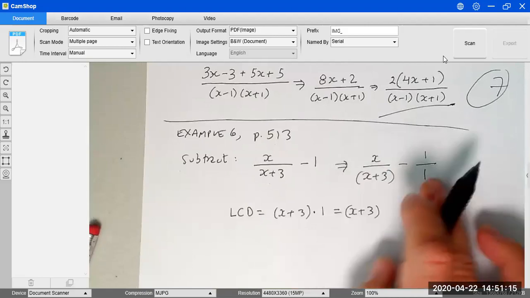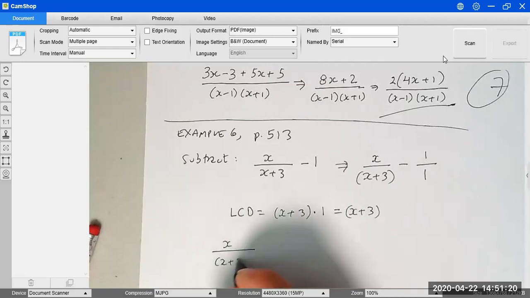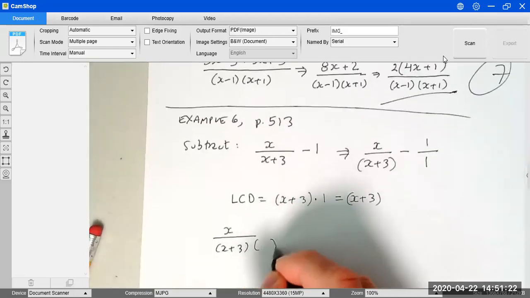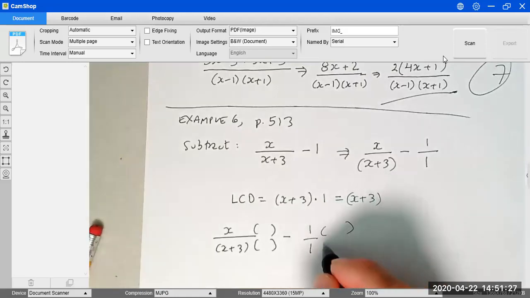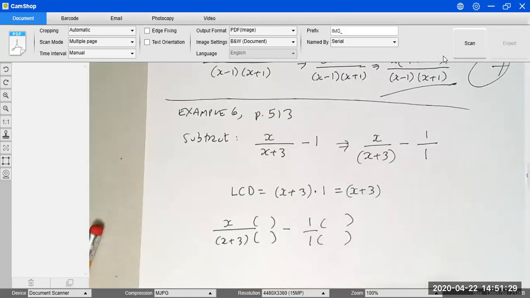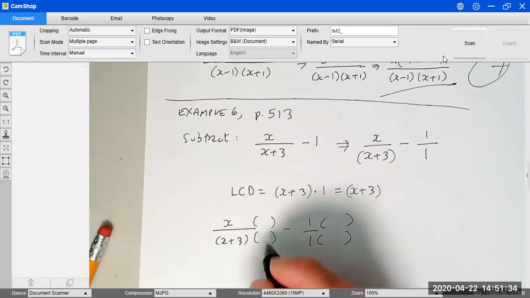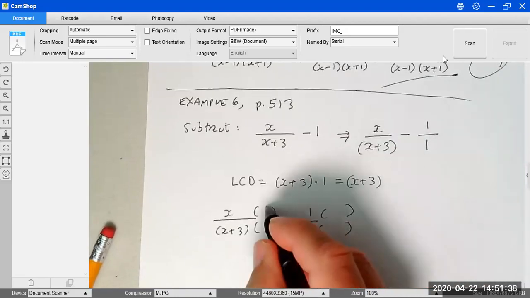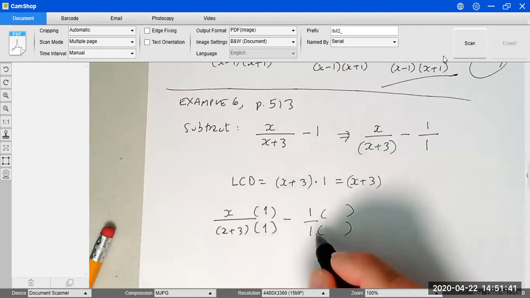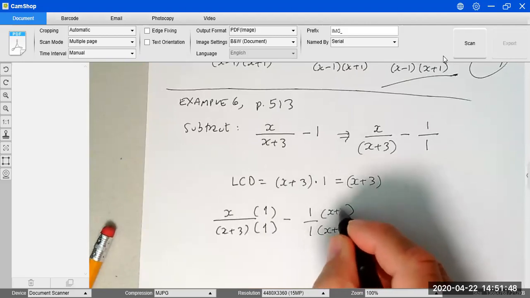Now I'm going to rewrite this in a way that I can get the least common denominator. So I'm going to multiply this by something, minus this, multiply by something. For the first case, you already have the least common denominator, so you multiply by 1. For the second case, you only have 1. You need to multiply by something to get x plus 3. Then you need to multiply by x plus 3, and x plus 3.